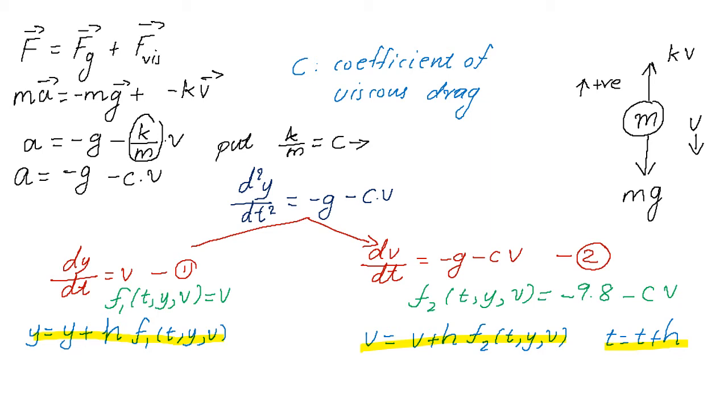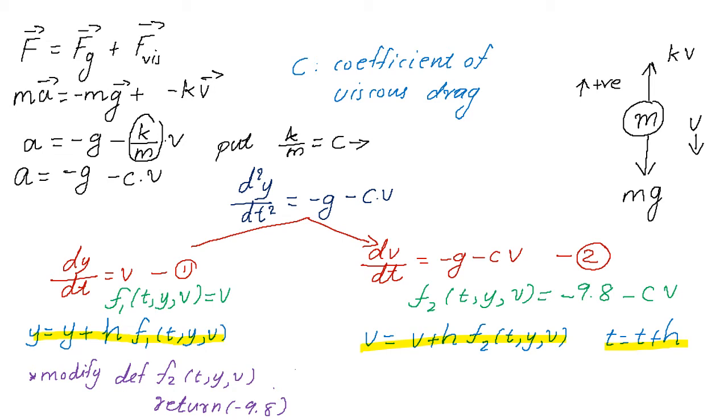Fine. So we can use the previous algorithm with slight modifications. What are the modifications required? The first one is you must define f2 of t comma y comma v, something like this. Previously it was return minus 9.8. You must replace something like this.